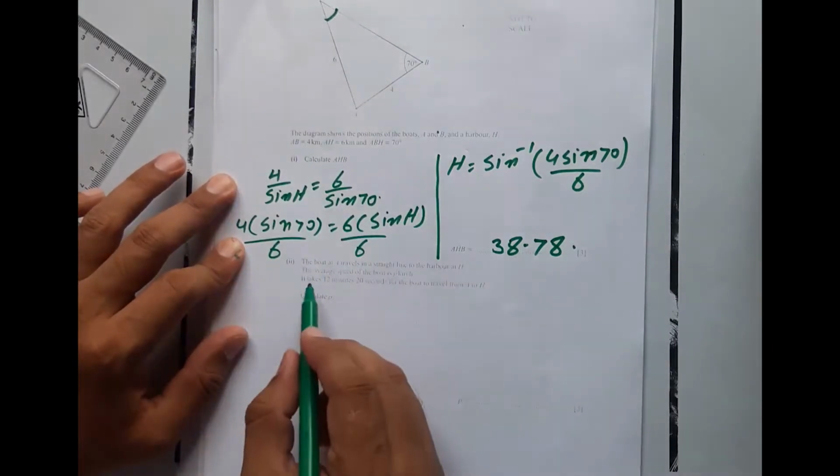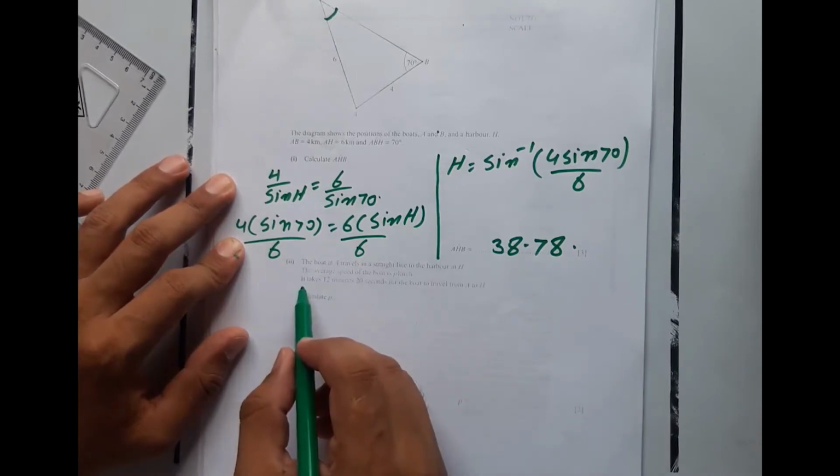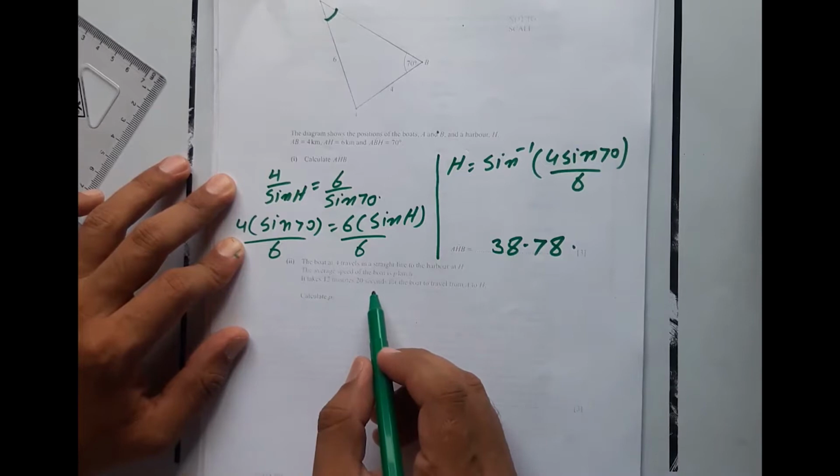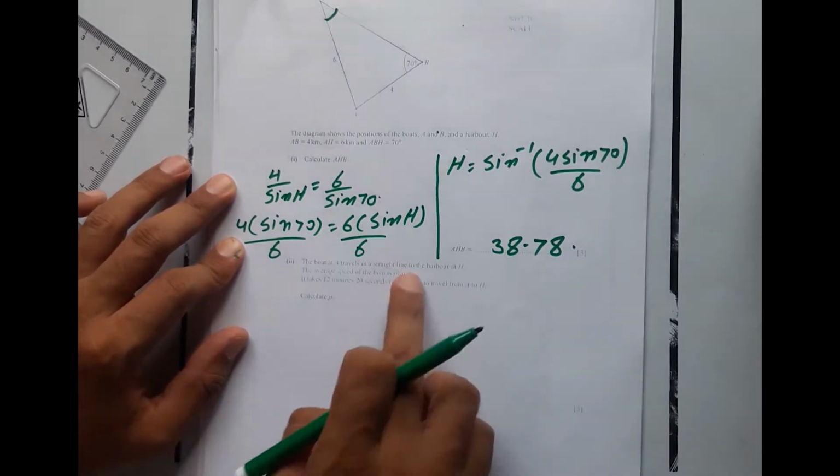Okay, the boat at A arrives in a straight line at harbor H. The average speed of the boat is p kilometers per hour. It takes 12 minutes and 20 seconds for the boat to travel from A to H. Calculate p. Speed is in kilometers per hour. Time is in minutes and seconds.